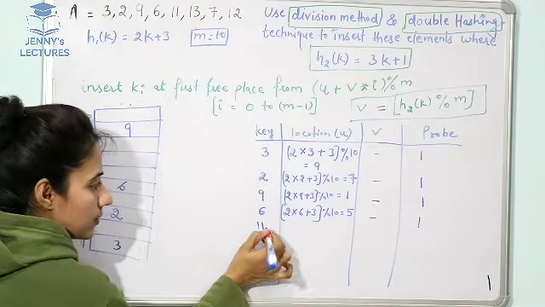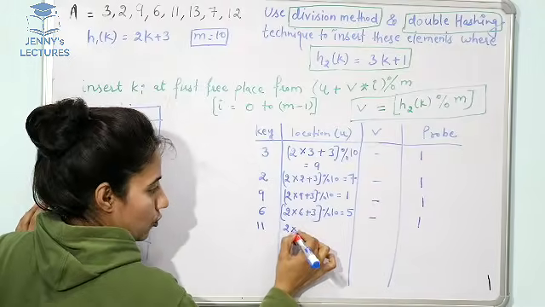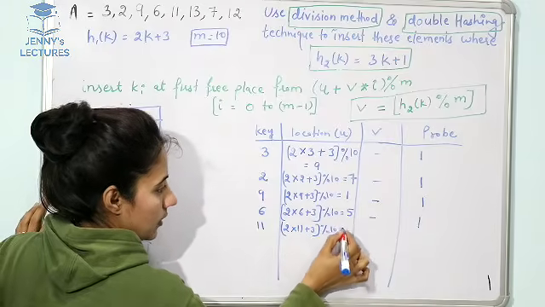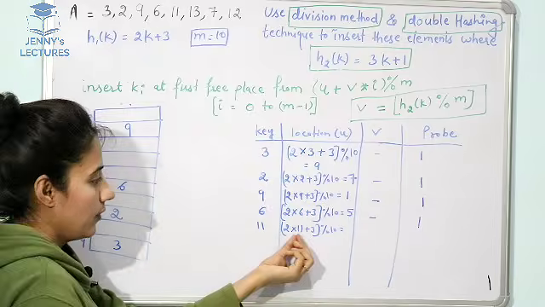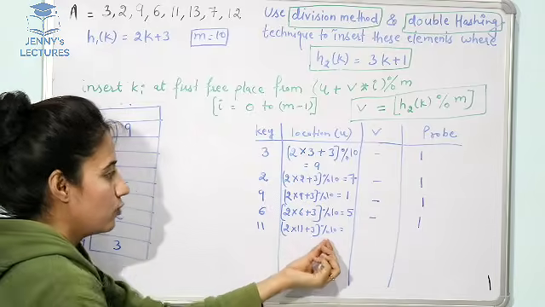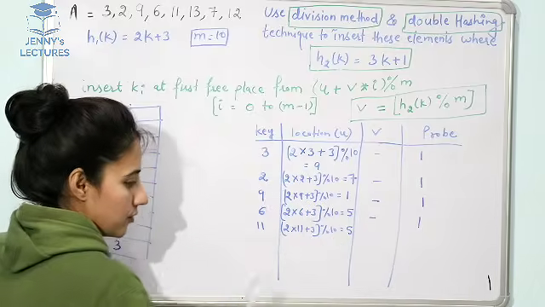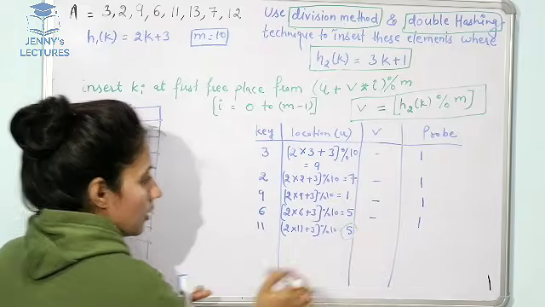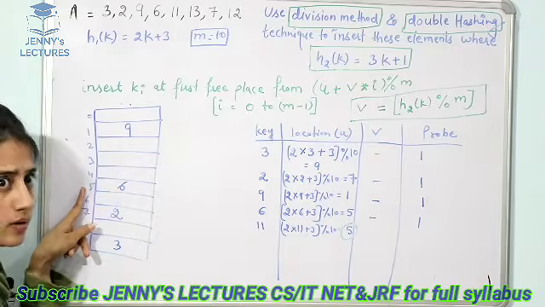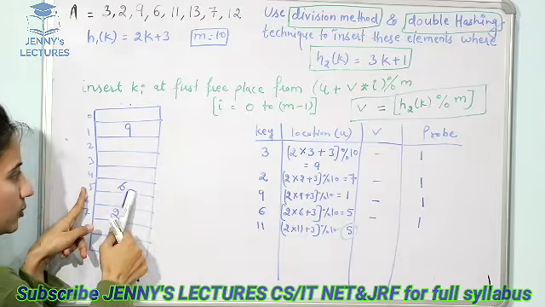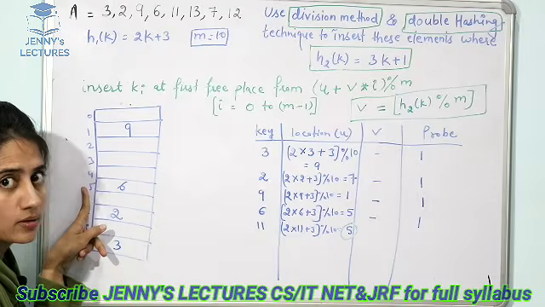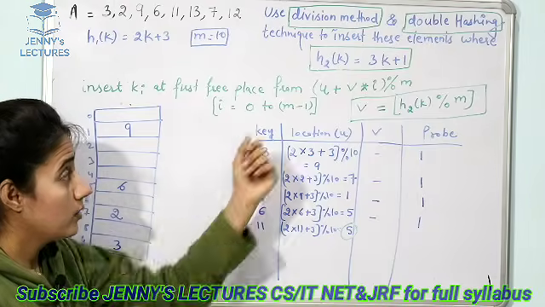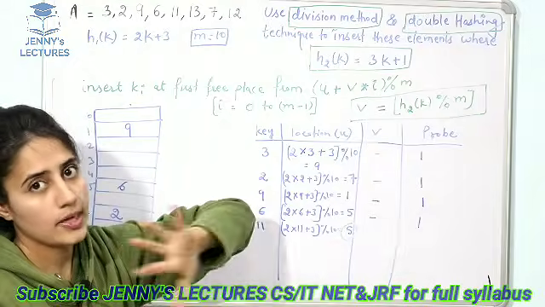Now for 11, here collision comes. 2 into 11 plus 3 mod 10, and it should be, I think 11, 22, 22 plus 3 is 25, 25 mod 10 is 5. This one is 5 also. Go to the 5th place. Is it free? No, we cannot insert 11 at this place because here we have already 6. Now you have to resolve this collision, and what is there? You have to use double hashing technique.